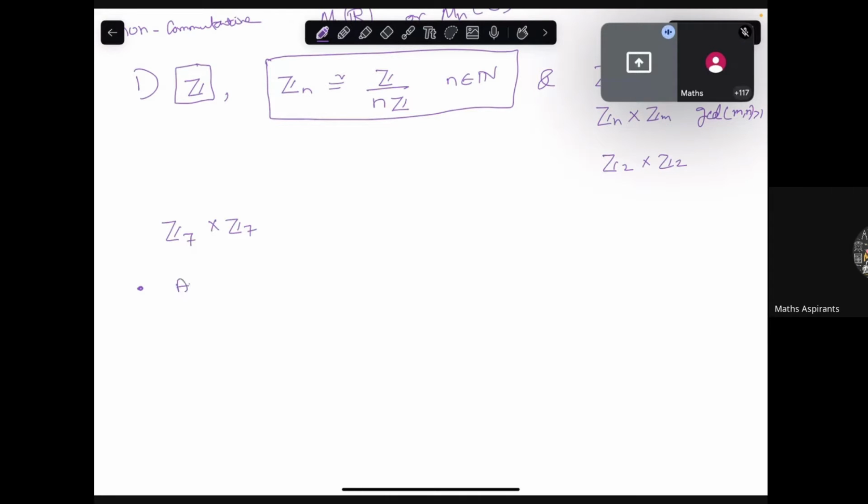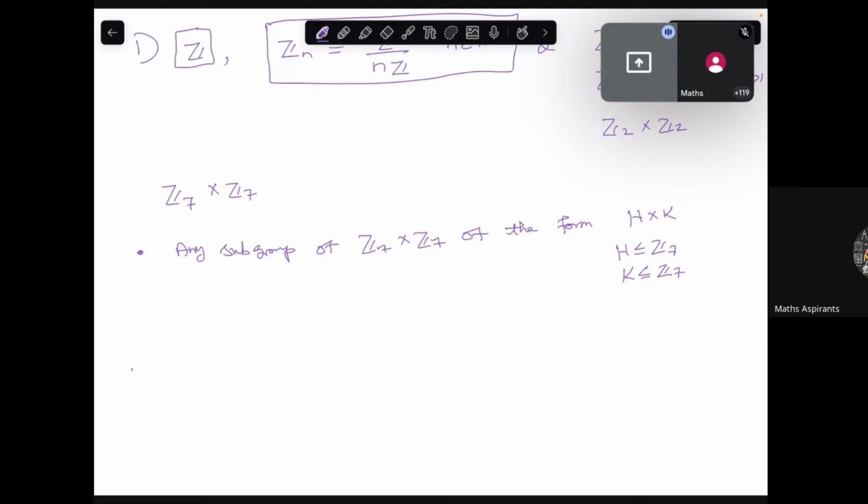It says that any subgroup of Z7 cross Z7 of the form H cross K, where H inside Z7, K inside Z7. This is one of the CSIR questions. I made a mistake. I thought that okay, it is true. And a similar kind of thing appears later.